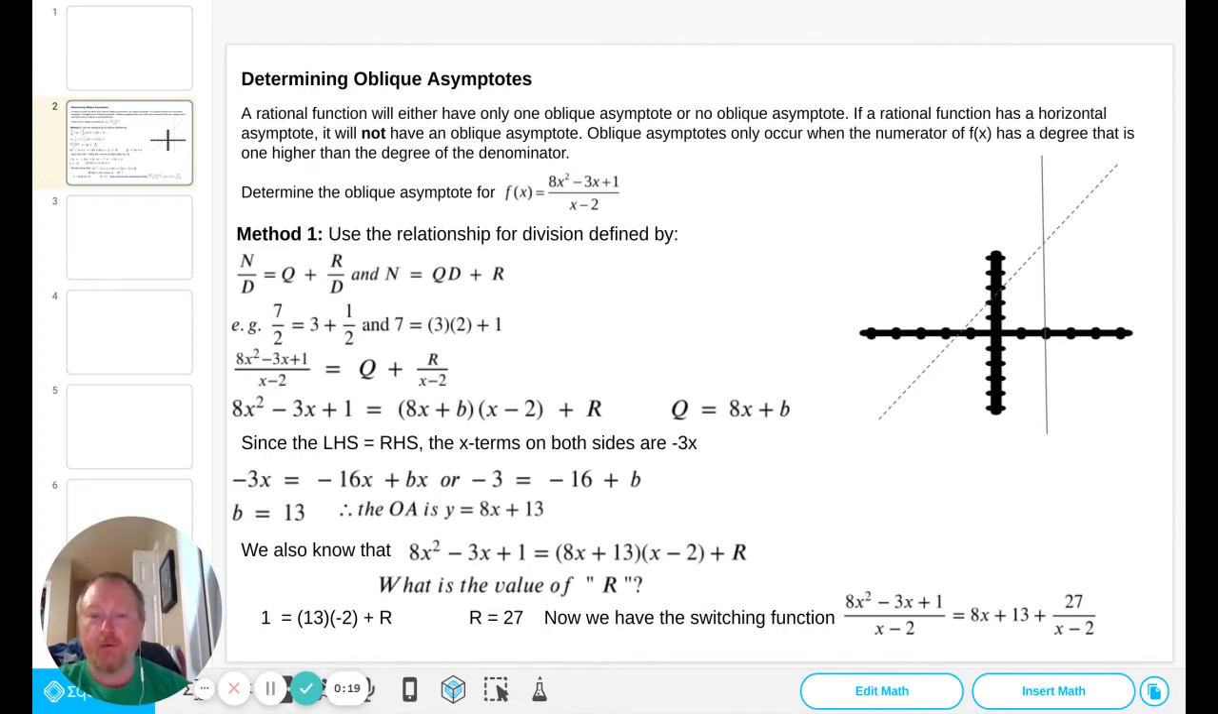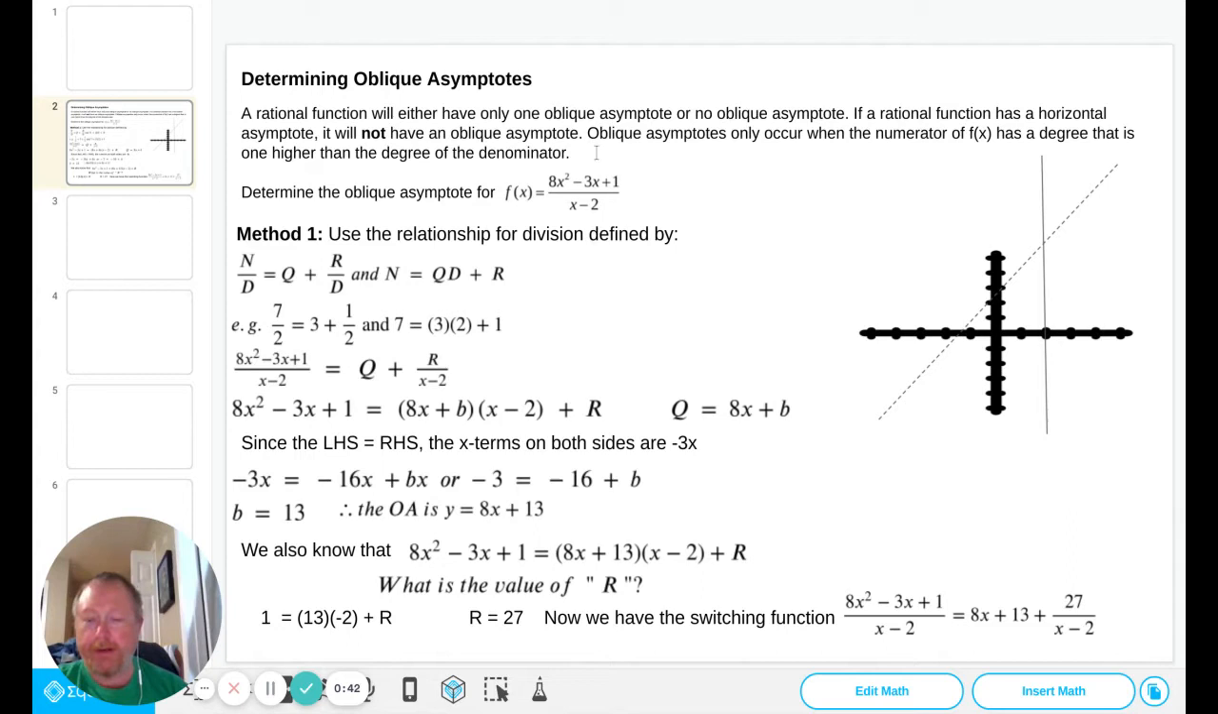And the first thing is, why do we know it's an oblique asymptote? Well, I've got 8x squared on the top and I've got x on the bottom. And we know that the oblique asymptote is just another form of end behavior asymptote. It's like a horizontal asymptote. And if I think of when x approaches infinity, that negative 3x is going to be very close to 0, and that plus 1 is going to be very close to 0.